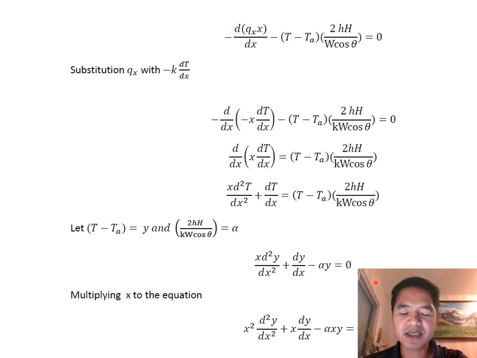Now it looks like we have a second-order ODE that looks like a Bessel function, but we have to multiply x into the equation. So this one is going to be the Bessel form, which is x squared times d squared y over dx squared plus x dy over dx minus alpha x y equal to 0. So then we can use the Bessel method to solve this equation.